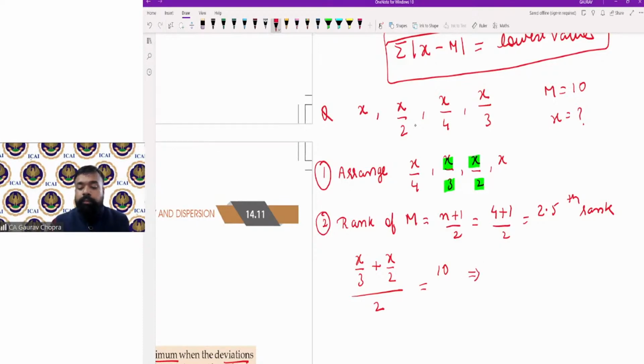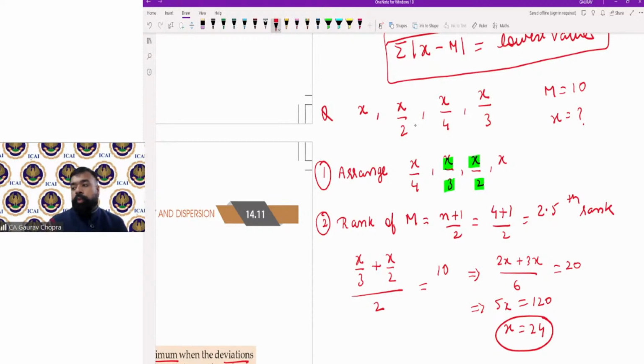Now, next step is take the LCM. LCM is 6. So 2x plus 3x equal to 20. 5x equal to 120. X will give you 24. So therefore, value of x is 24. Gautam has given the answer 24. It's correct.